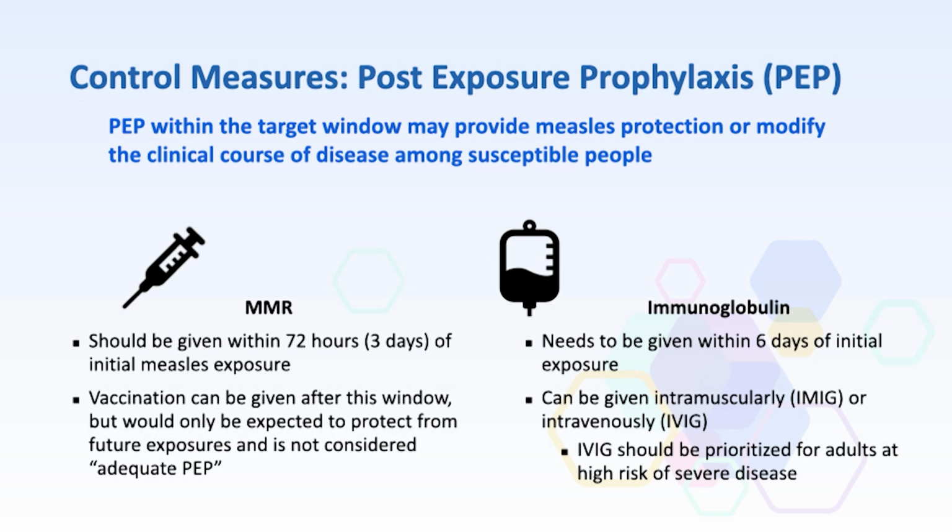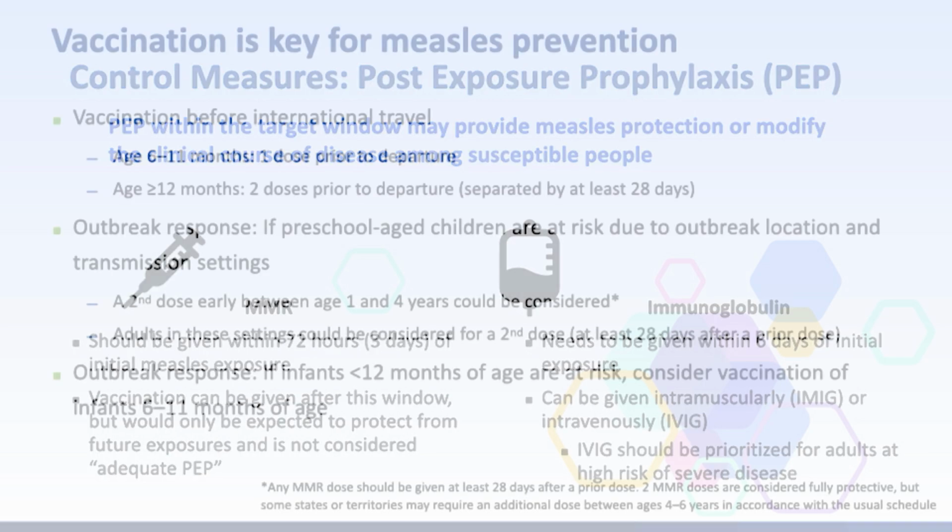Immunoglobulin should be given within 6 days of exposure to be effective. Immunoglobulin can be given intramuscularly or intravenously. Intravenous immunoglobulin should be prioritized for adults who are at high risk of severe disease, primarily pregnant women or people with immunocompromising conditions, because intramuscular immunoglobulin may underdose people weighing over 30 kilograms. Immunoglobulin is also the only post-exposure prophylaxis available to groups that cannot get MMR vaccination, including infants under 6 months of age, pregnant women, and people with immunocompromising conditions.